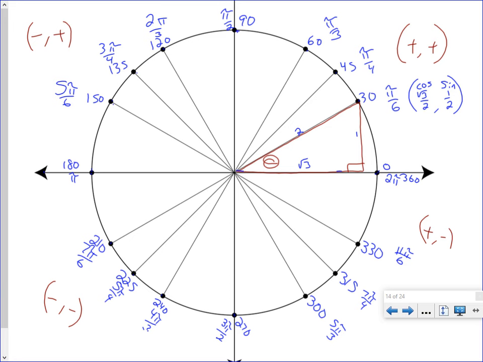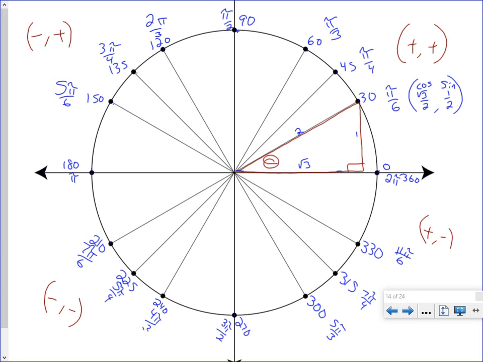Now, this is also why I kind of wish that on calculators, they would go cosine, sine, tangent. They don't. They go sine, cosine, tangent. So we tell that sine comes first. But in all honesty, cosine comes first because they were in pairs.